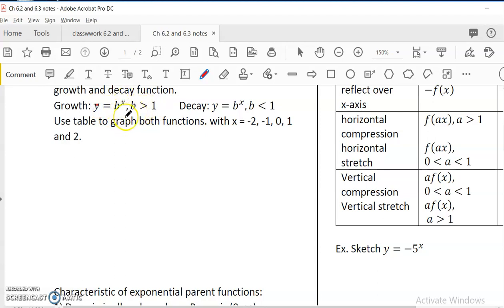It could be actually a rational number, real number, any number. But it has to be a positive number. And then b, if it is a positive number but less than 1, like a fraction, then it's a decay. So you have anyway y equal to b to the x, but two different flavors.